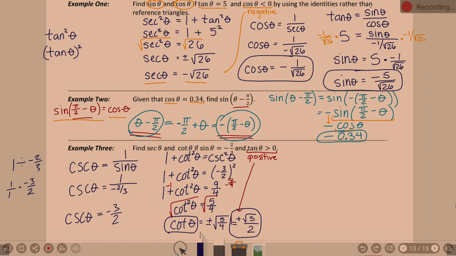Now, I'm probably about out of time. What do we still need to find? Secant. Okay, so tomorrow you have to tell me how to find secant. Awkward place to stop, but it is what it is. So tomorrow we'll work on that. We'll work on the back side.